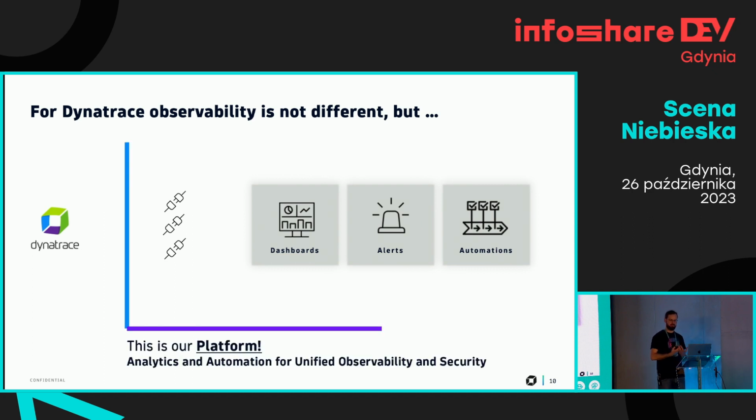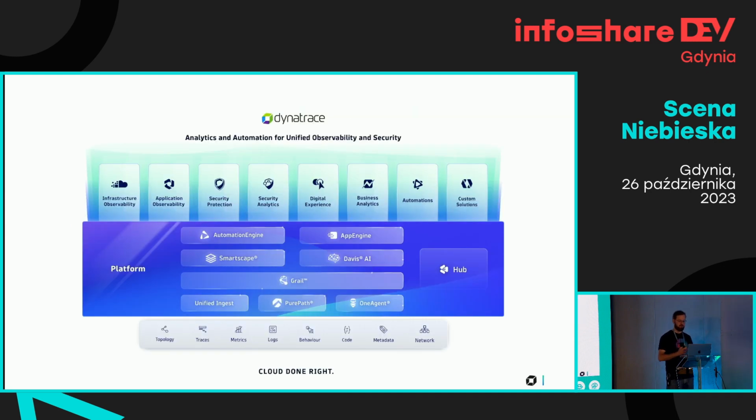But what is actually different for us in our monitoring strategies is that the underlying tool that we use is our platform. This is the analytics and automation tool for observability and security. What I mean by platform? A platform is a set of many technologies that are enabling different use cases, from infrastructure and application observability towards security and automation. It also provides building blocks to set up your own solutions for your dedicated use cases.